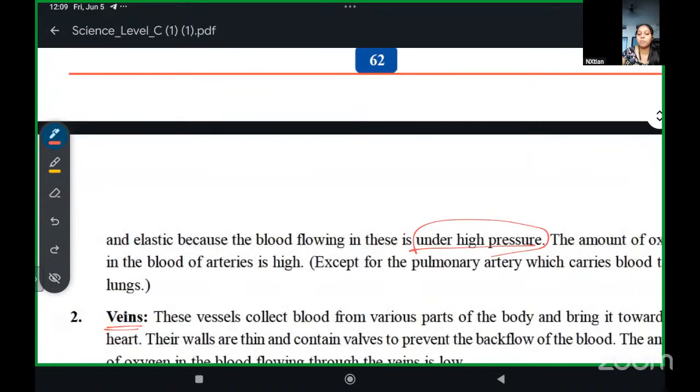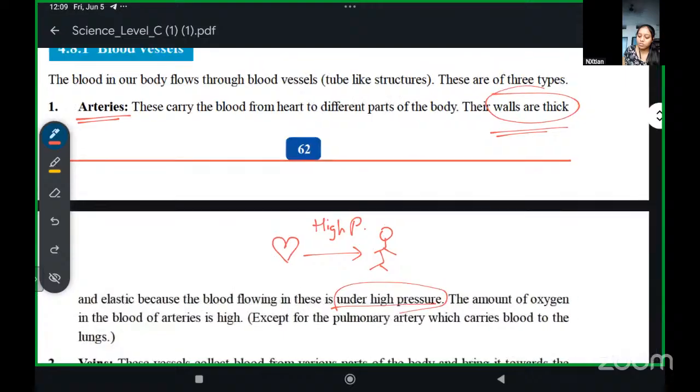Always remember, when the blood is going from the heart to the body, it is high pressure. So that is why the walls of the arteries are thick.